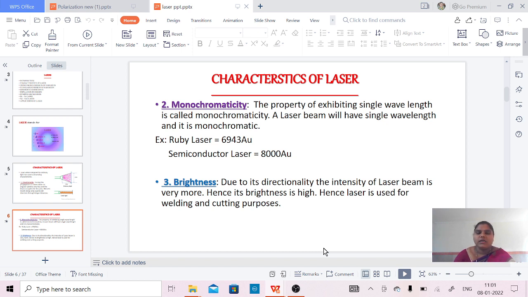Next, brightness. Due to its directionality, the spread of the laser beam is very low, so its intensity is high, as well as its brightness. Hence, laser is used for welding and cutting purposes. This is one of the applications of laser.